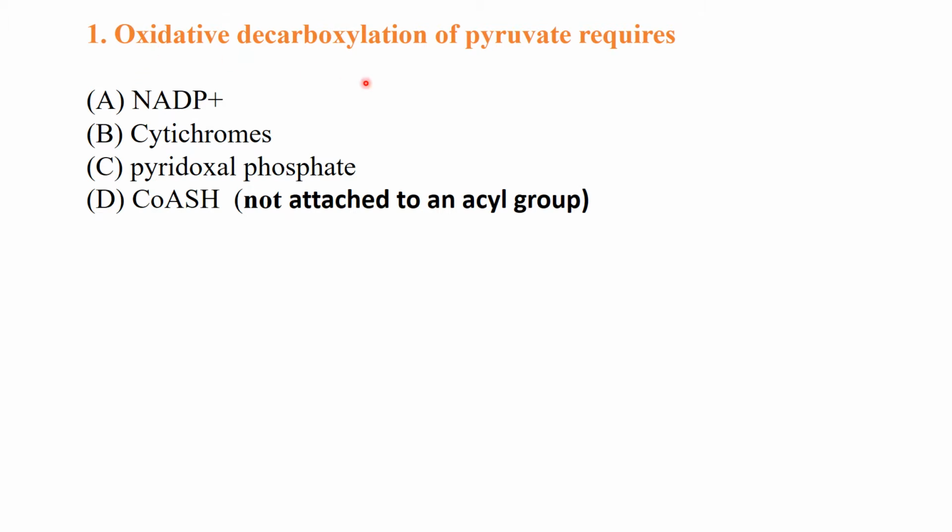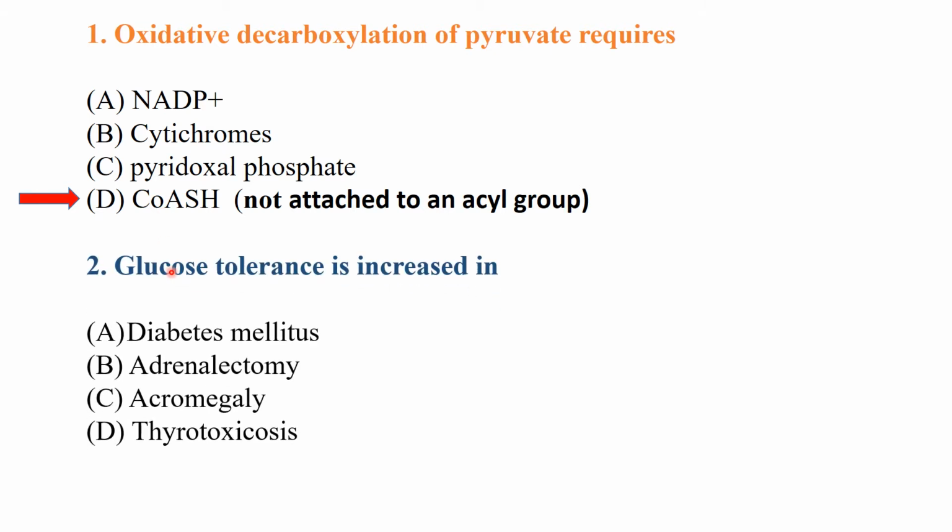Oxidative decarboxylation of pyruvate requires NAD plus, cytochromes, pyridoxal phosphate, or coenzyme A. When there is no acyl group attached to coenzyme A, it is called CoASH. So the best answer is CoASH. Oxidative decarboxylation of pyruvate requires coenzyme A.